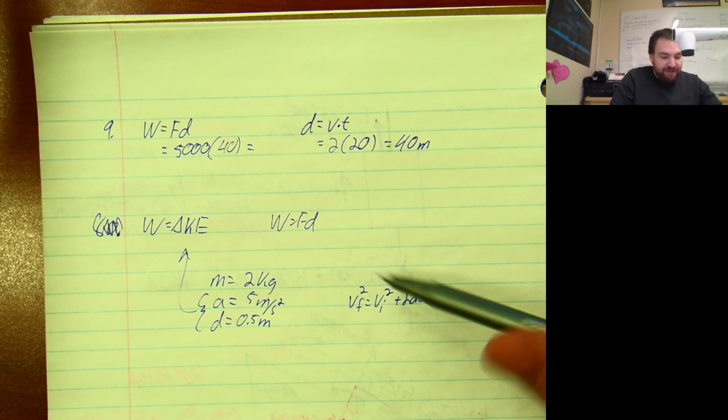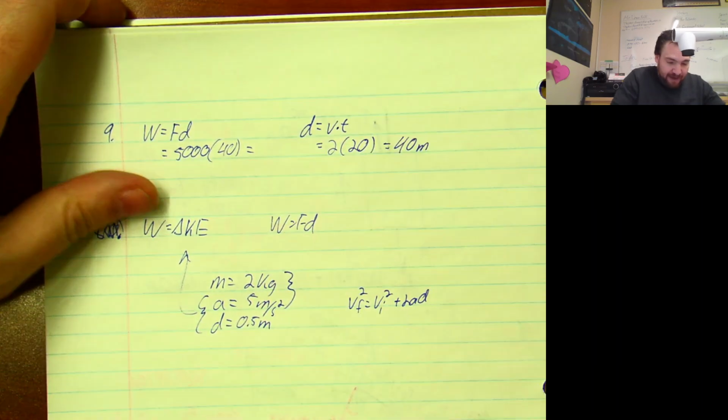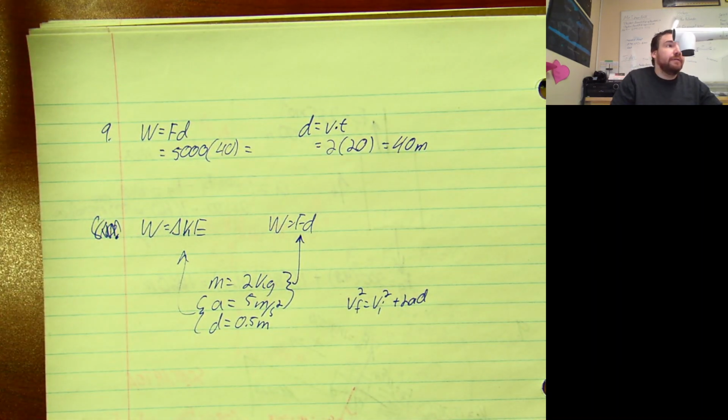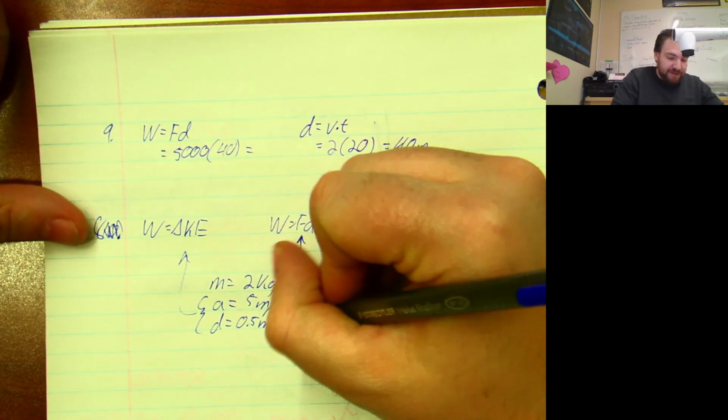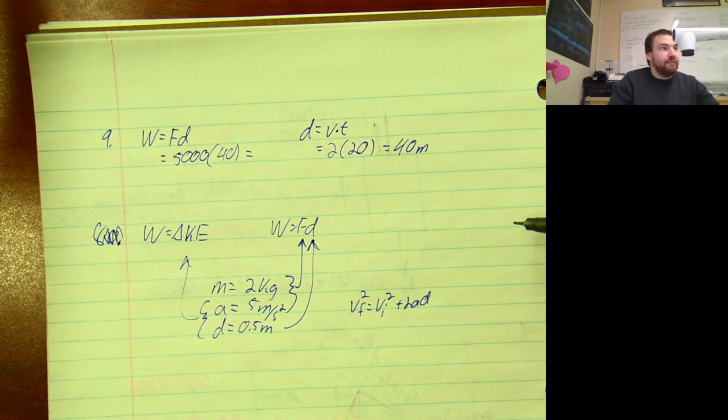So you can use this to find change in kinetic energy, or you can use the mass and the acceleration to find the force required to do that, because force is equal to mass times acceleration, times the distance. Either one should get you the same value.